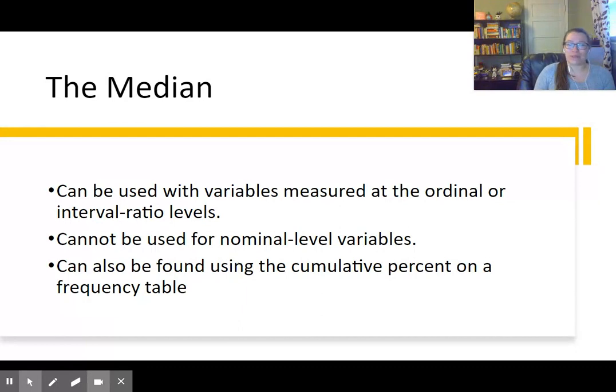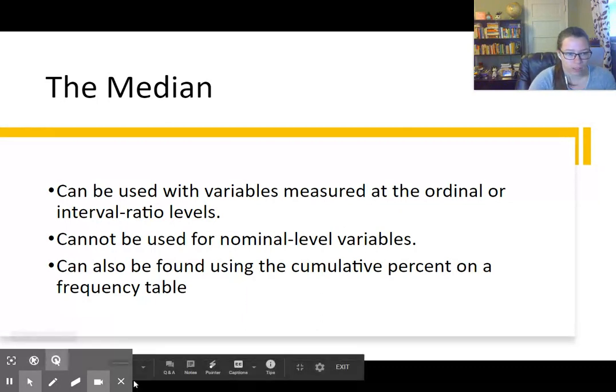It can be used with variables measured at the ordinal or interval ratio levels. Remember, again, how do you split what's the middle of Republican and Democrat and Independent? You can't really do that because there's no order, there's no rank. It doesn't make sense to do that. But we can do that with ordinal or interval ratio levels. And it can also be found using the cumulative percent on a frequency table.